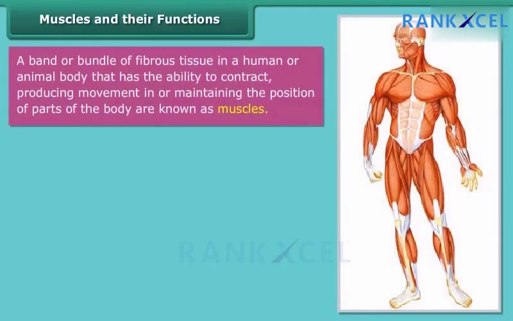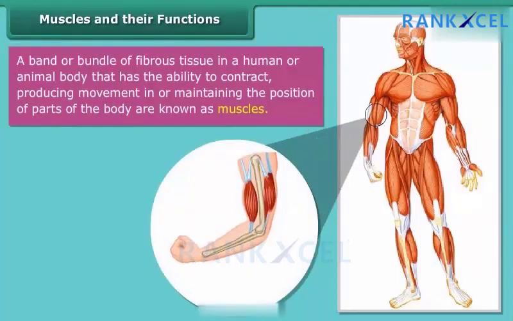Muscles and their functions. A band or bundle of fibrous tissue in a human or animal body that has the ability to contract, reducing movement in or maintaining the position of parts of the body, is known as a muscle. The movement of the body is controlled by alternate contractions and relaxations of two sets of muscles.